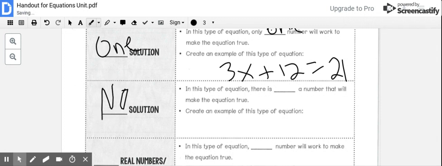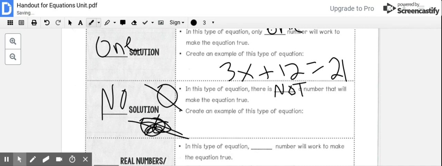Okay, the next type of the ones that we talked about was called no solutions. And sometimes people put the symbol, it's a null set. It's like a circle with a line drawn through it. That is not a very good one. It looks like this, null set. Okay, so in this type, there is not any number that will make the equation true.